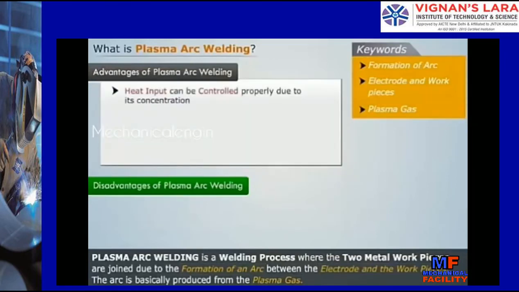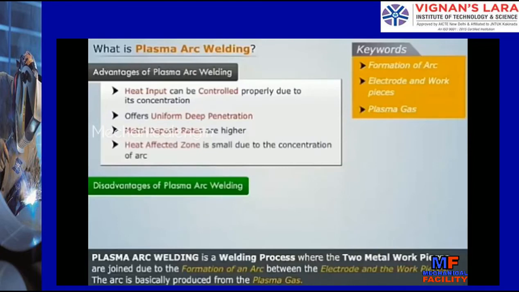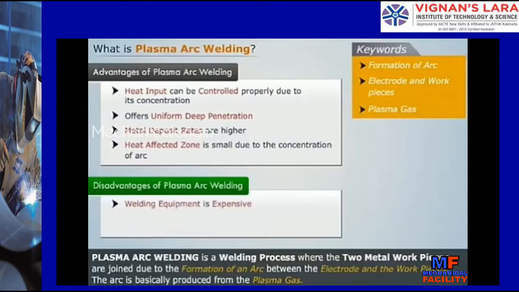In this process, the heat input can be controlled properly due to its concentration. It offers uniform deep penetration. In this process, the metal deposit rates are higher, and the heat affected zone is small due to the concentration of arc. The disadvantages are as follows. In this process, the welding equipment is expensive, and the nozzle surrounding the electrode needs frequent replacement.